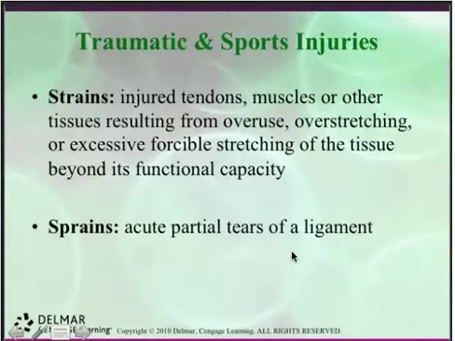Now the reason that these heal very slowly is because ligaments have a much poorer blood supply than tendons or muscle. As a result, often surgical repair is the only method to fix an acute sprain or, in some cases, a rupture. The more serious injury is the sprain due to the lack of blood supply and the longer time it takes to heal. Strains and sprains have common symptoms.